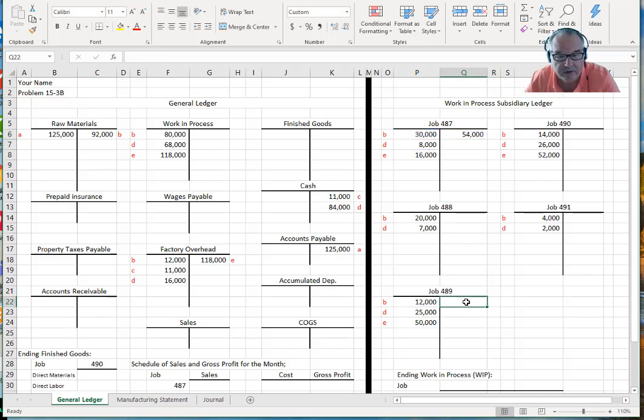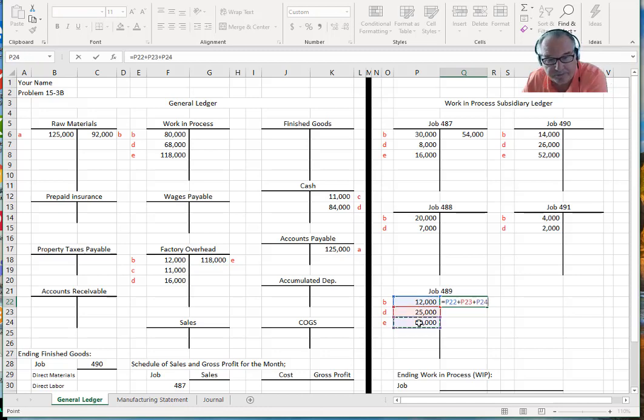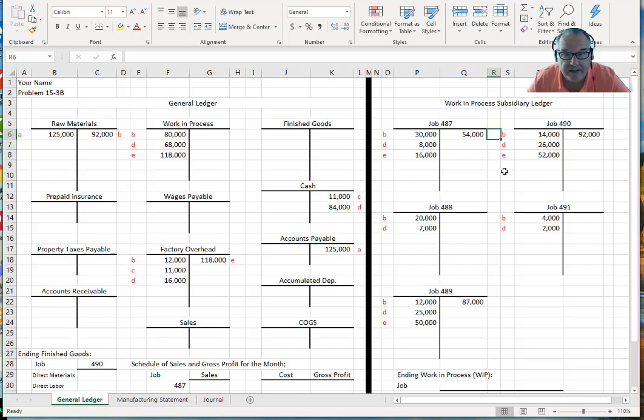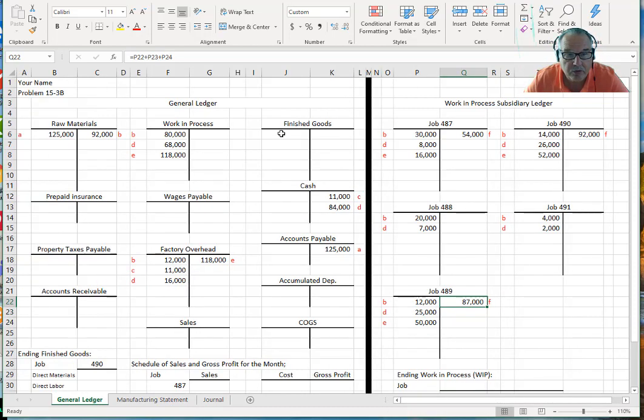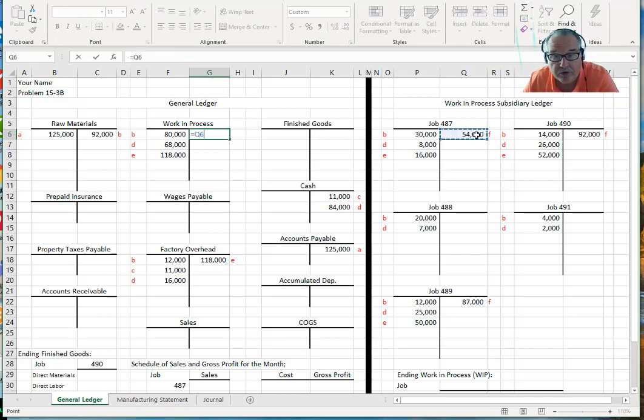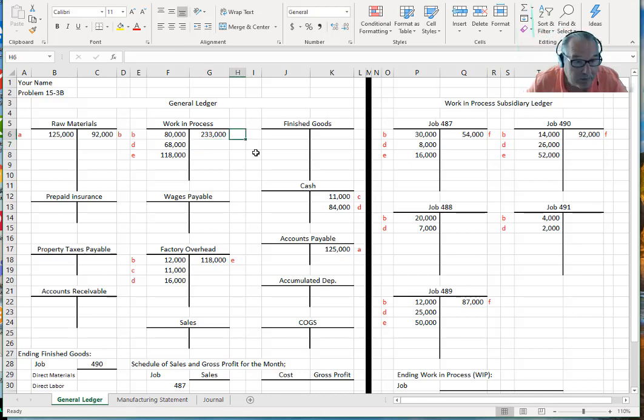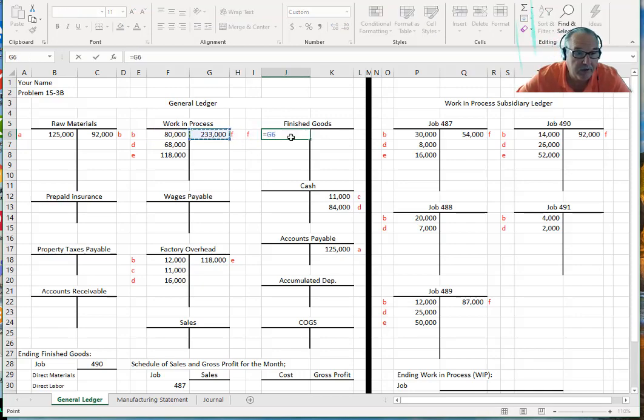487, 489, and 490, they're finished. And we're taking these out of work in process and into finished goods. We're going to label this F, because that's what it is in the book. And so when I total these up, it's coming out of work in process, which is why it's a credit. It's a credit in the subsidiary. It has to be exactly the same. It's $233,000, and it's coming out of work in process and going into finished goods. It's finished. These are jobs that are ready to be sold.